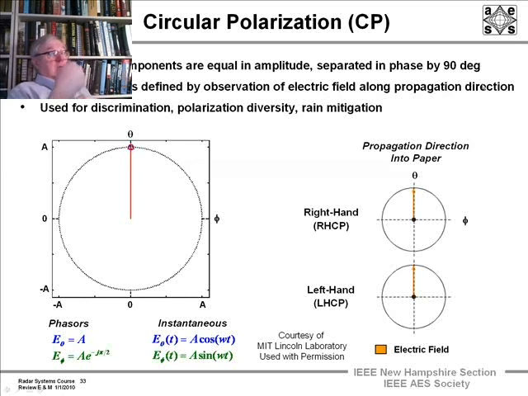And you want to say, well, how are you looking at it? Oh, wait a minute. The propagation direction is into the paper. That's right-handed circular polarization. Okay. And if, with the propagation directed into the paper, the electric field is moving counterclockwise, it's left-handed circular polarization. And these are the forms of the instantaneous electric waves and the phasors for each.